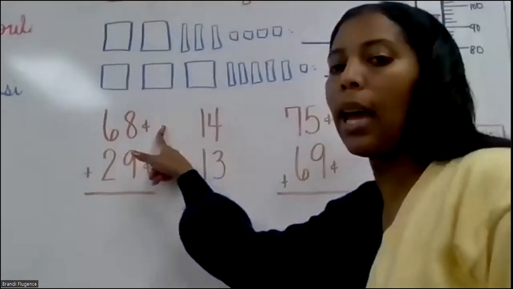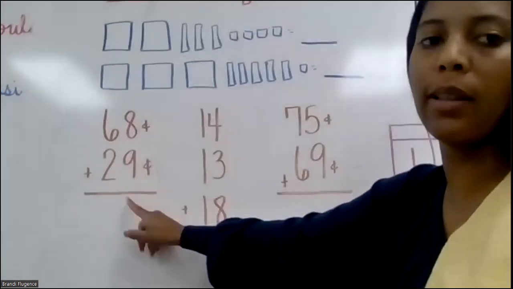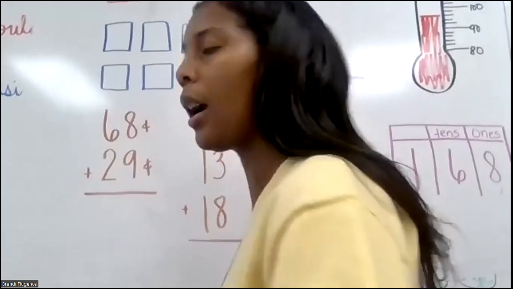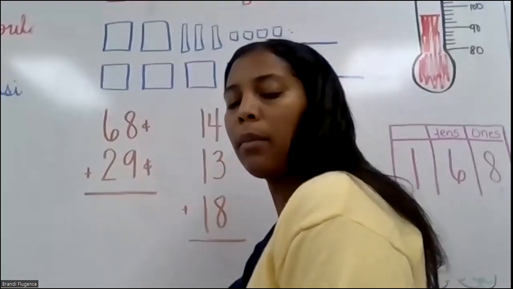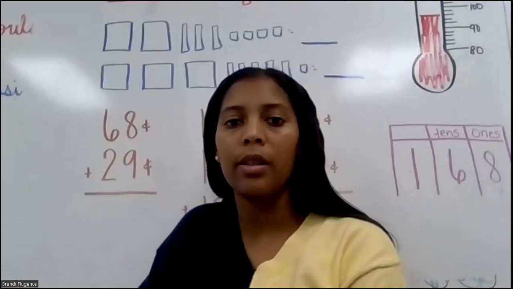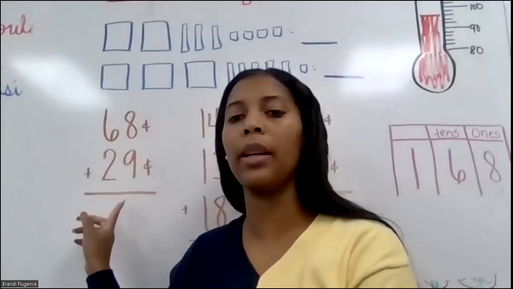Okay, so I have 68 plus 29. Let's focus just on this one right now. 68 plus 29. Go ahead and set this one up and let's add it. 68 plus 29. You can go ahead and add this one up.